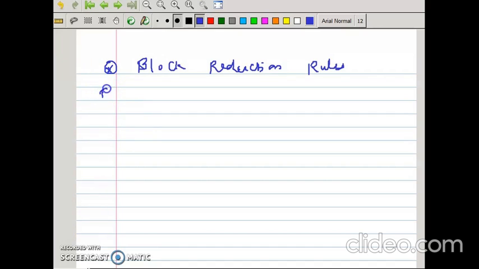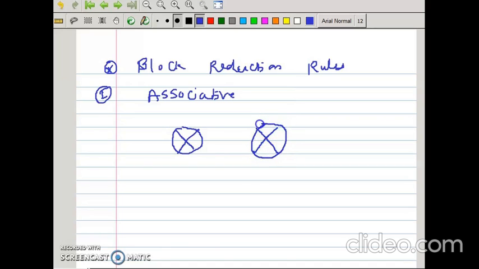First rule is rule number 1. First rule is called the associative rule. What is the associative rule? See, suppose there are two mixers, right? These two mixers, right? And these two mixers have some input. Suppose input is R of T, right? Again that is given here like this, and suppose here input is A and here input is B, right?